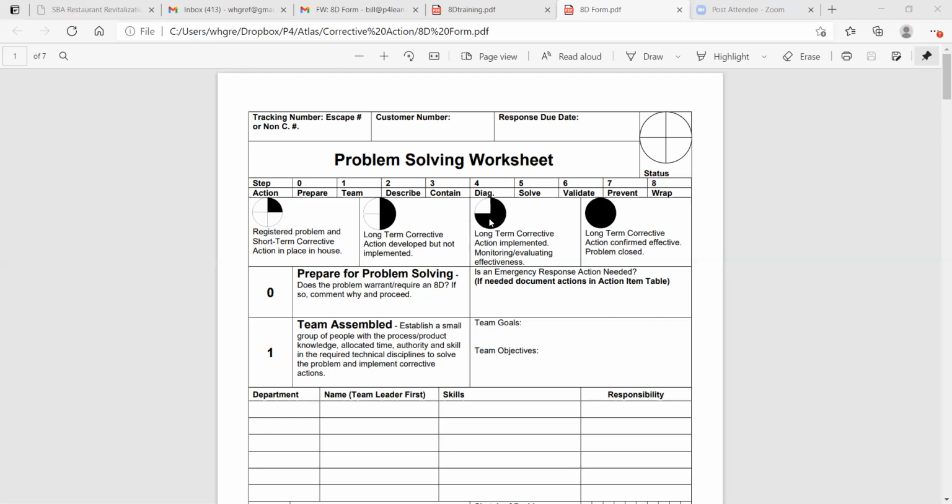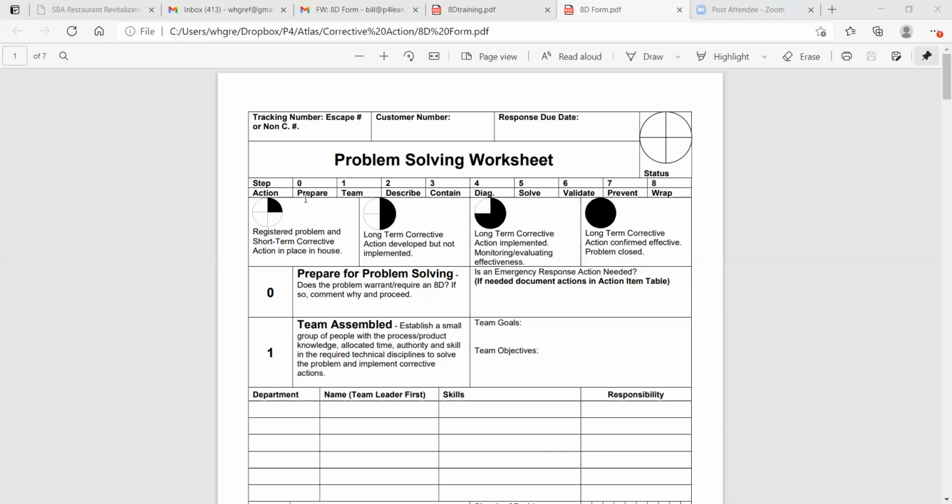And at three-quarters moon, long-term corrective action is implemented and we are monitoring and evaluating effectiveness. And then when we have a full moon, long-term corrective action is confirmed effective and the problem has been closed. So again, I think the short way of thinking about these is the 8D, and we're going to include a 0 as a 9th one.